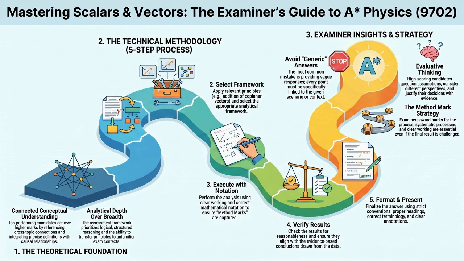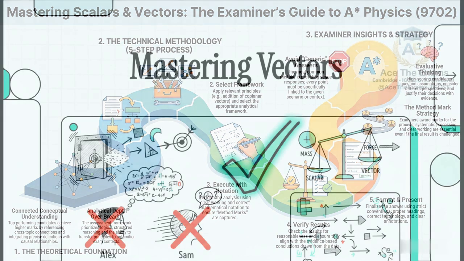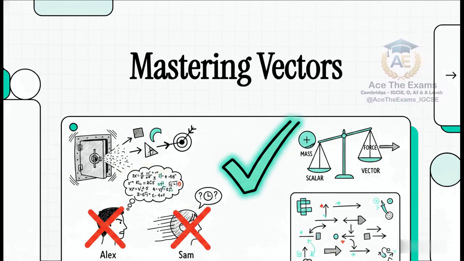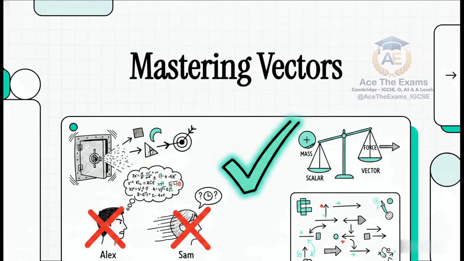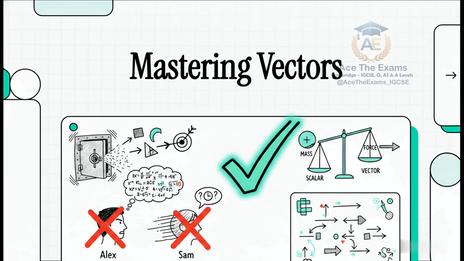Welcome to the Explainer. So let's just dive right into this, because today we are basically pulling off the ultimate academic heist. Imagine you're assembling an elite team of cognitive specialists just to crack the vault of the Cambridge Physics 9702 exam. The target? Every single available mark. And the security system we have to bypass? The notoriously tricky topic of scalars, vectors, adding and subtracting coplanar vectors, and of course perpendicular components.